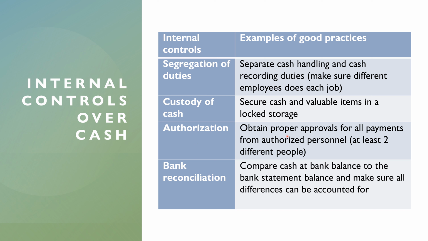Custody of cash, secure cash and valuable items in safe storage. Authorizations, obtain proper approval of all payments from authorized personnel. So if there's a need for payment of money, you need to seek approval from at least two different people. All right. Then lastly, bank reconciliations. Compare the cash at bank balance to the bank statement balance and make sure that all differences can be accounted for.